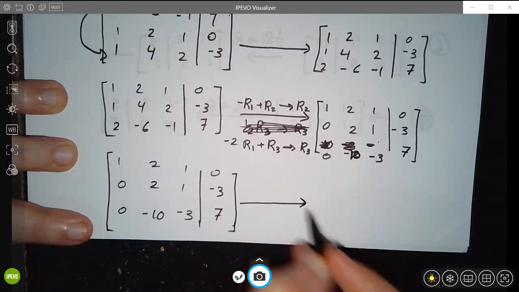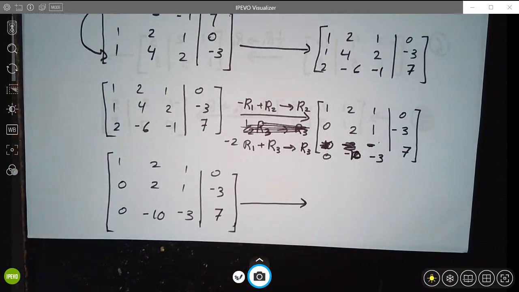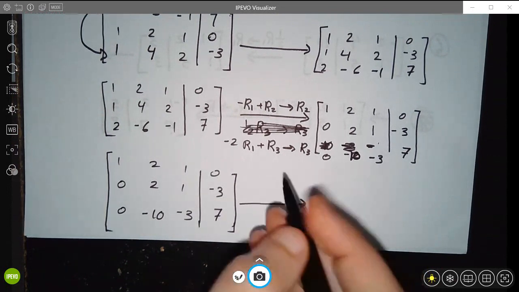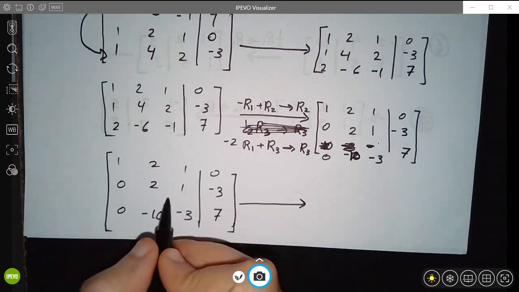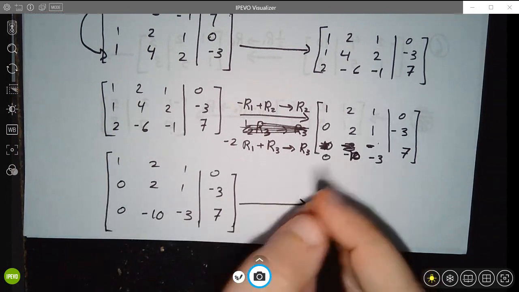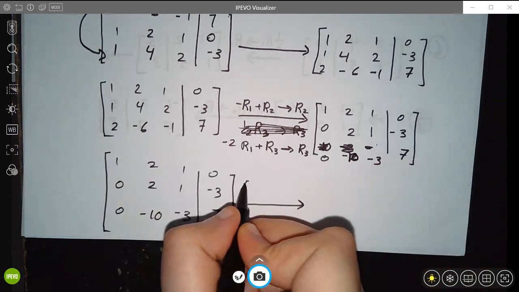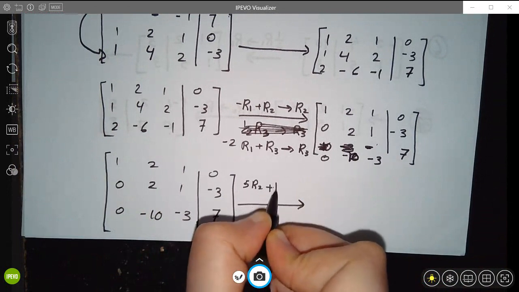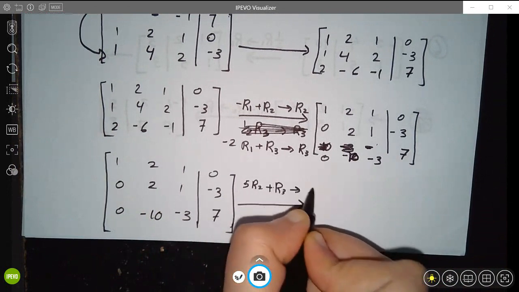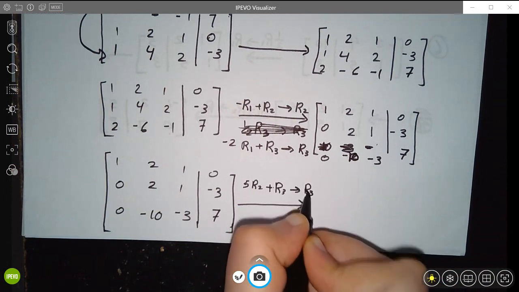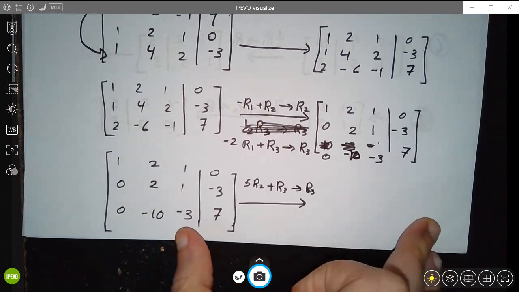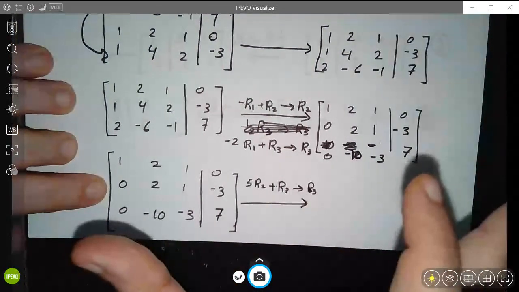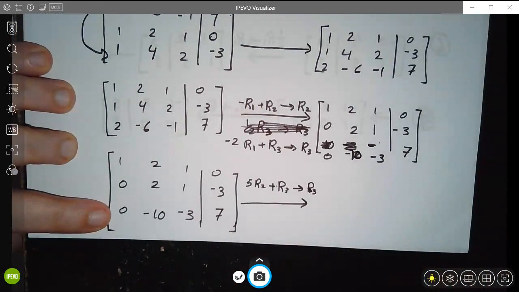Now, the new operation I want to do is multiplying row 2 by 5. So this is 5 times row 2. And then add row 3 to it. And that would be my new row 3. Okay, so I'm grabbing row 2, multiplying by 5, and then adding it to row 3.